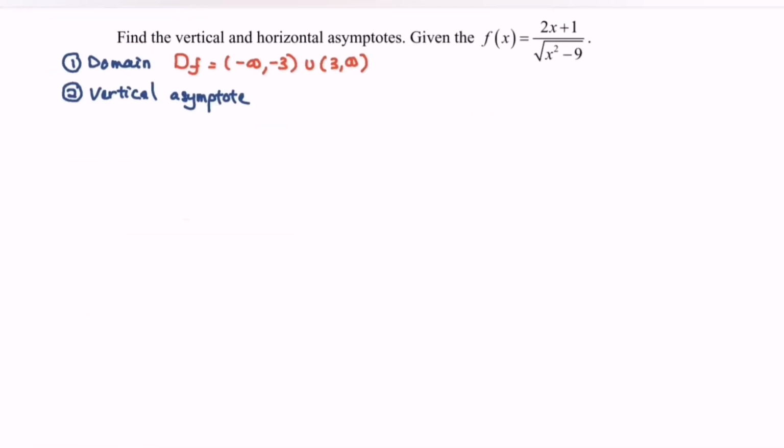Second step, we are going to find the vertical asymptote. In this case, kindly refer to the domain. In here, from the domain, we have two vertical asymptotes: x equals negative 3 and x equals 3. Step number 3, we're going to observe the behavior.